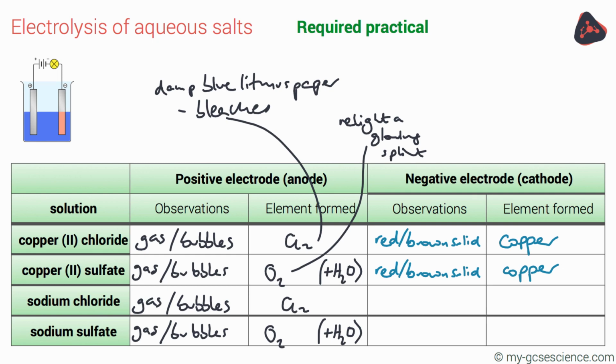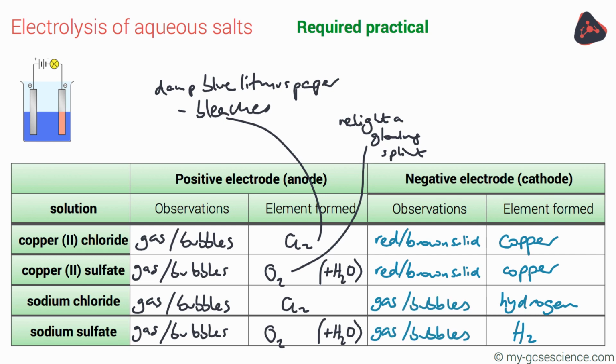For both sodium chloride and sodium sulfate, we've got the metal sodium, and of course the other ion is hydrogen. So because sodium is more reactive than hydrogen, we know the least reactive element will be formed. So for these two, we're going to have hydrogen produced at the cathode. This will be observed as gas bubbles.